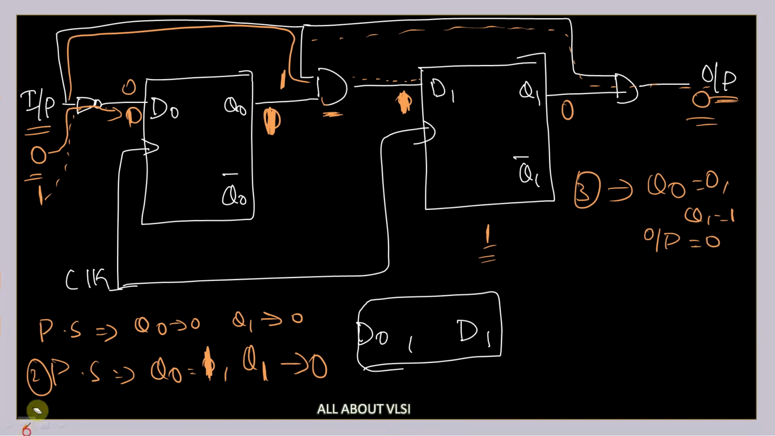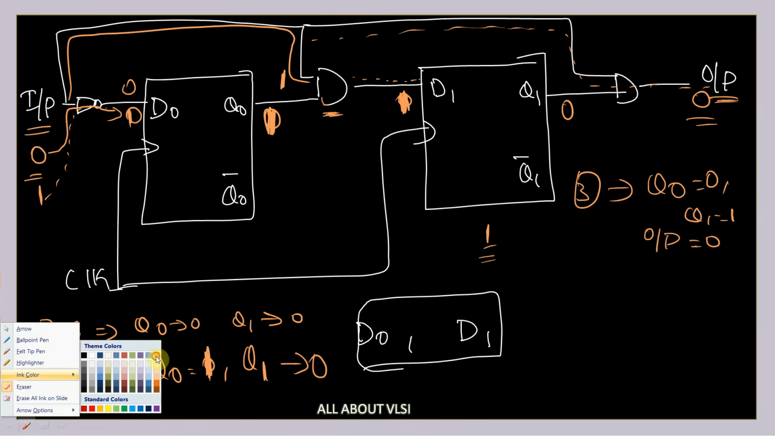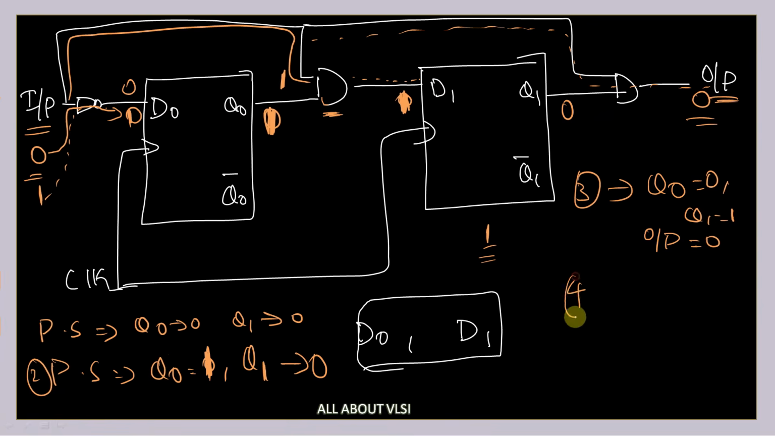Let me write it down. Now, let's say I apply one more 1. So before the fourth edge of the clock, I apply one more 1. Then this will travel over this NOT gate.